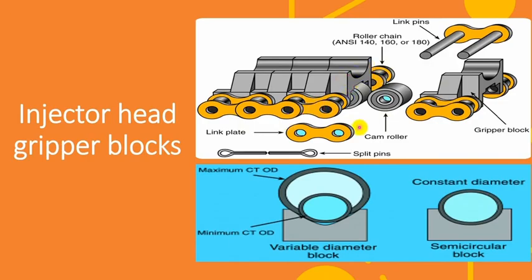We have two types of grabber blocks: semicircular block and variable diameter block. The semicircular block is made for only one size of coil tube, for example 1.5. It has stress distributed around the circumference of the coil tube, so forces are less. In the variable diameter block, the contact points are two points, so forces are higher, and the advantage is it's suited for many sizes of coil tube. It has a range of sizes of coil tube.